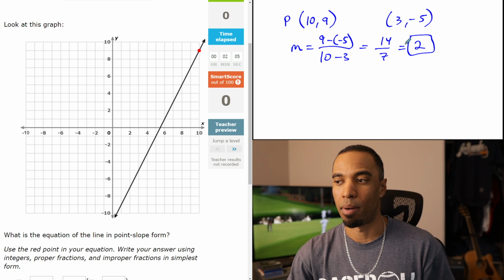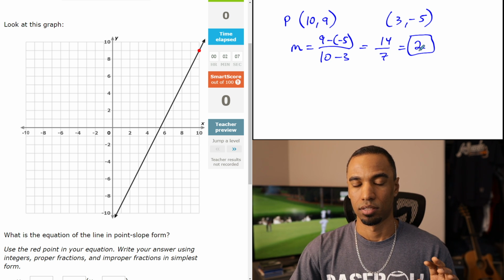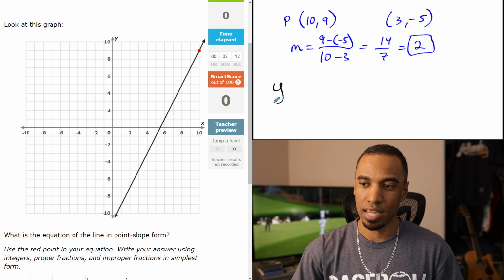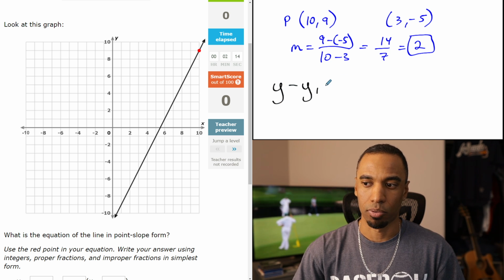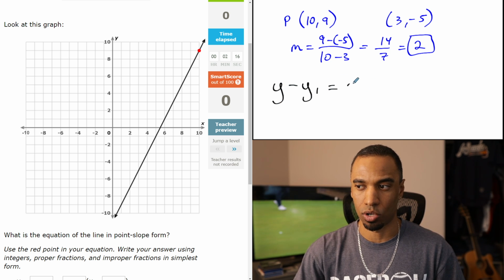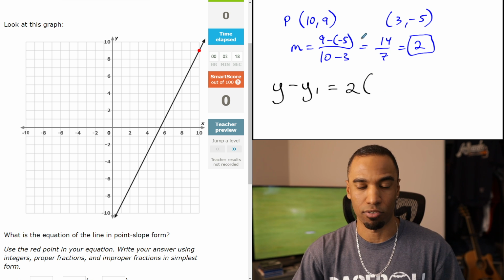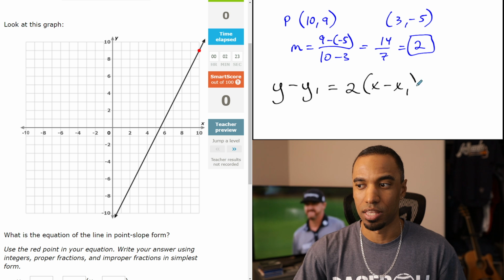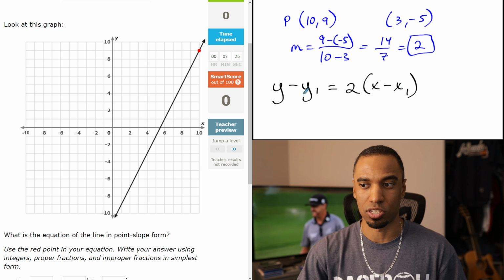Now, that was my slope. In point-slope form, you can choose any xy value that exists on the graph to plug in for x1 and y1. I don't just have to choose 10 for x, 9 for y. On this assignment, I'd have to plug in 10 for x and 9 for y.